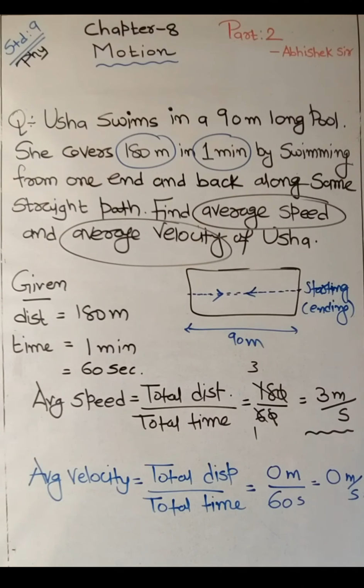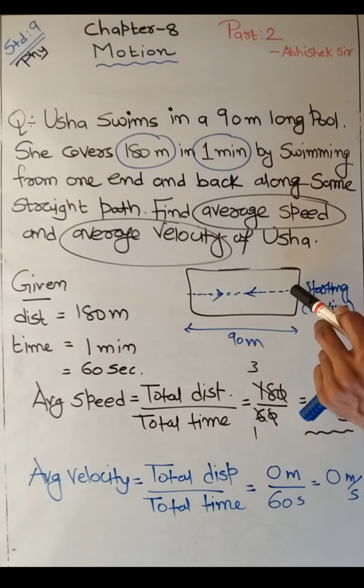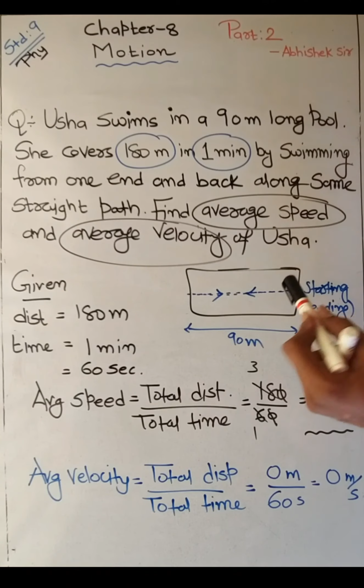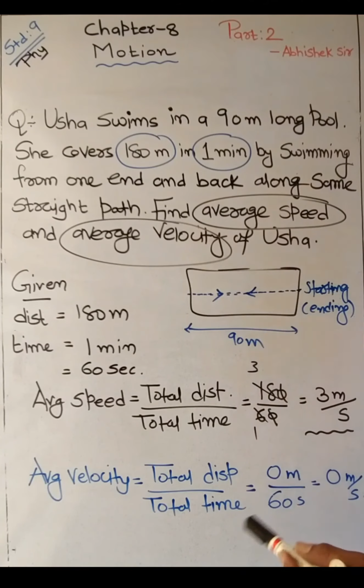Again I am telling, average velocity is total displacement upon total time. As Usha is starting at a point, and even after she goes and swims a lot, she is ending up with the same point. So what will be the displacement if she starts and ends at the same point, right? So she doesn't displace at all. So displacement in this case will be 0 meter, and 0 upon 60 is 0. So what is the average velocity of Usha? It is 0 meter per second, right?